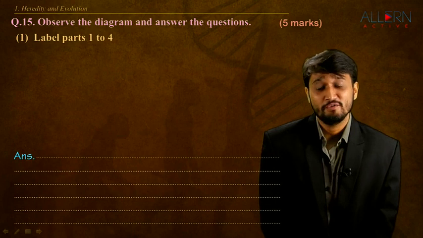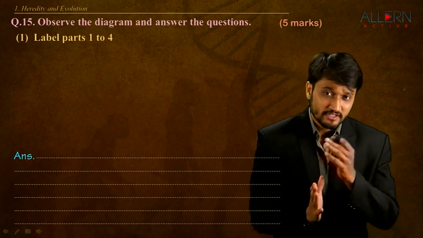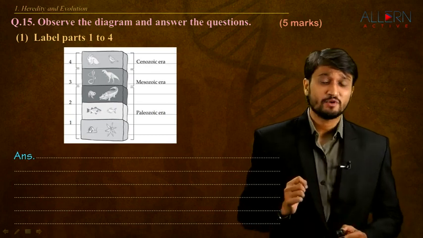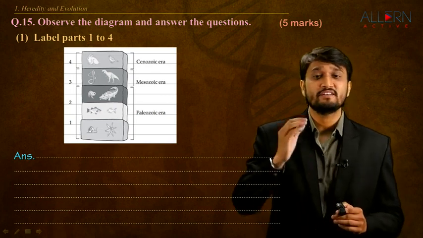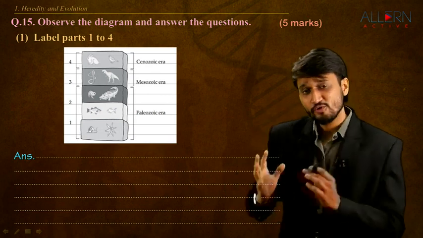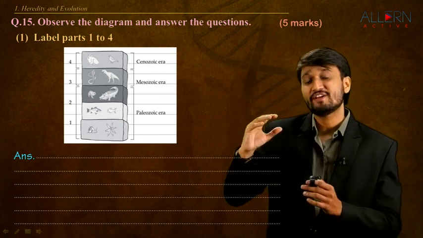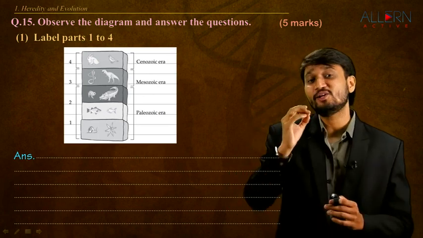For our next question, we need to observe the diagram and answer a series of questions, right? So the diagram is this, and the first question asks us to label parts 1 to 4. If you notice, 1 is not at the top over here, 1 is at the bottom, because this is a very, very important evidence. It is the paleontological evidence.